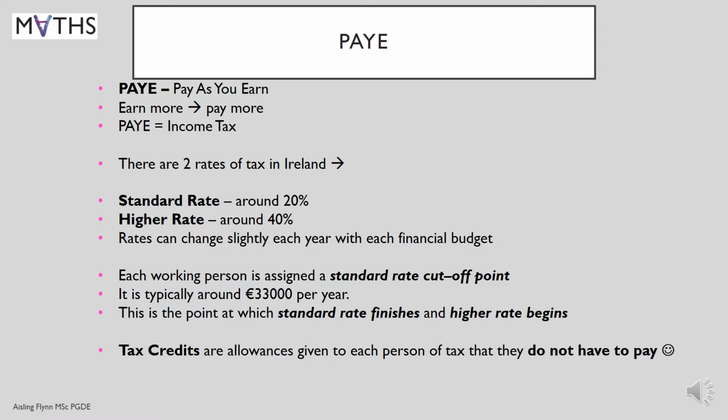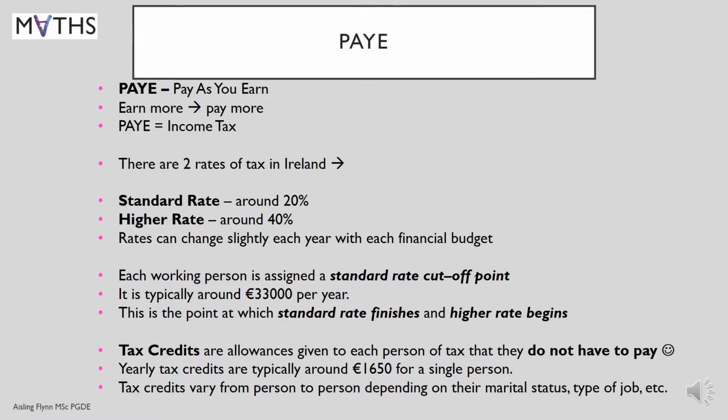Tax credits. Tax credits are allowances given to each person of an amount of tax that they do not have to pay. Okay, so they're a good thing. Yearly tax credits are typically around 1,650 for a single person. Notice I specified single person. Tax credits vary from person to person and they depend on things like your marital status, type of job and many other categories. For more information on that, visit citizensinformation.ie. All of the percentages and figures will be provided for you in a question. You don't have to recall any of them.